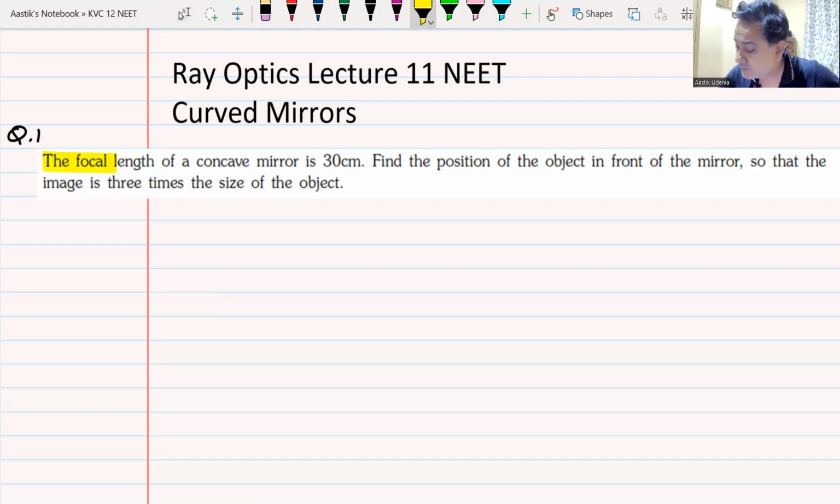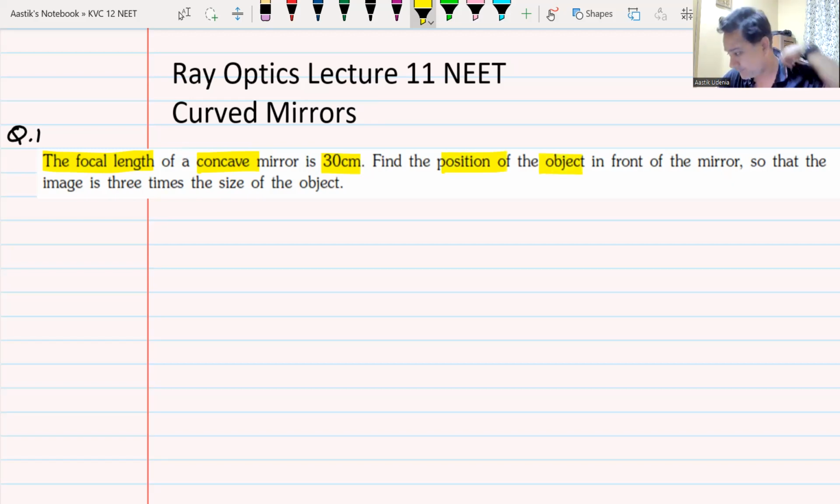The focal length of a concave mirror is 30 centimeters. So you can just say mirror is concave, focal length is 30. Will it be plus 30? Will it be minus 30? Minus 30. Minus 30. Now the only information given in the question is focal length is minus 30. Find the position of the object. So what you have to find out is the value of u.